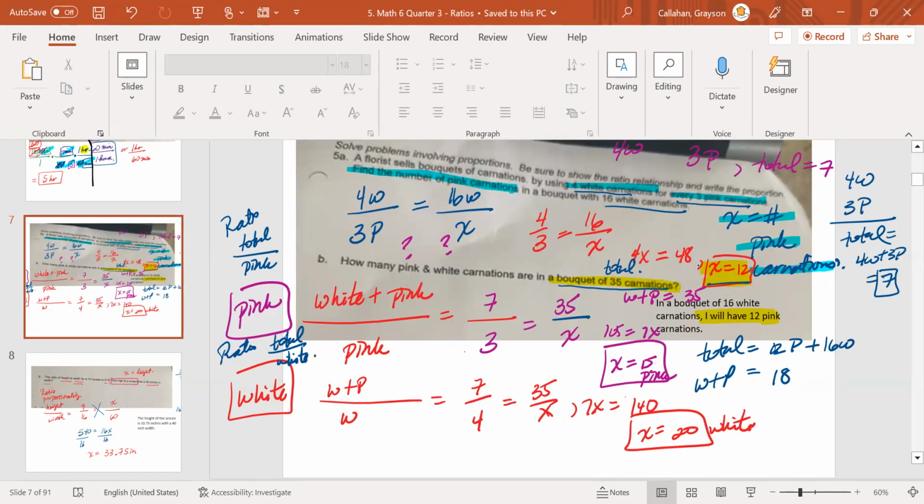So then what are your 2 numbers you're going to use? Pink and white, which is 7, right? Over pink, which is 3. So when you have 2 numbers for the top and bottom, you use this as an anchor to help you find the unknown X. Do you see that? Okay. So then the question is, how many pink carnations in a total of 35? 35 is pink and white. 35 goes on top, X goes on the bottom. That's how you set up the first question right here.